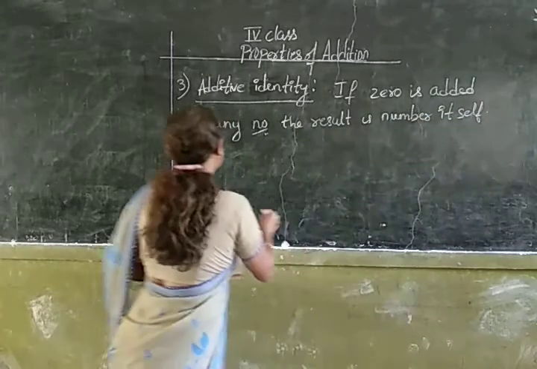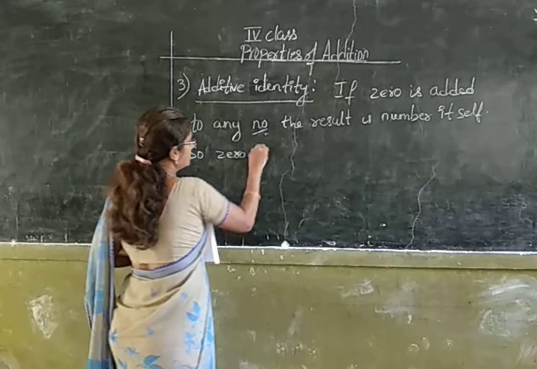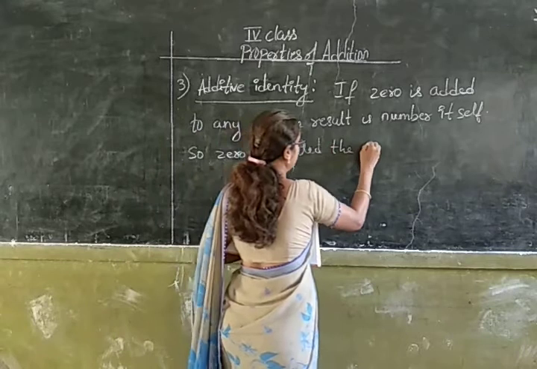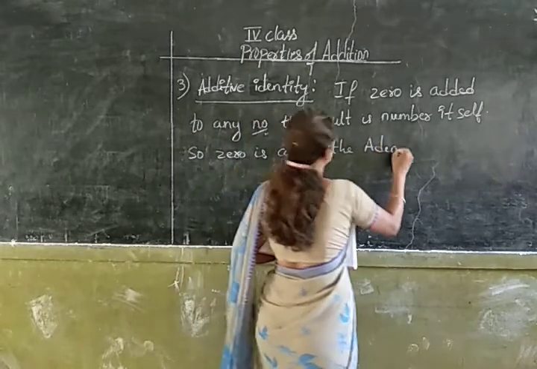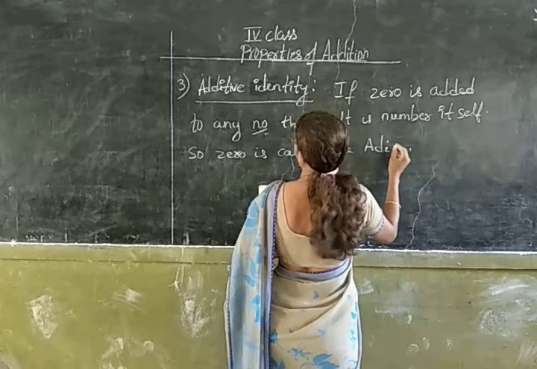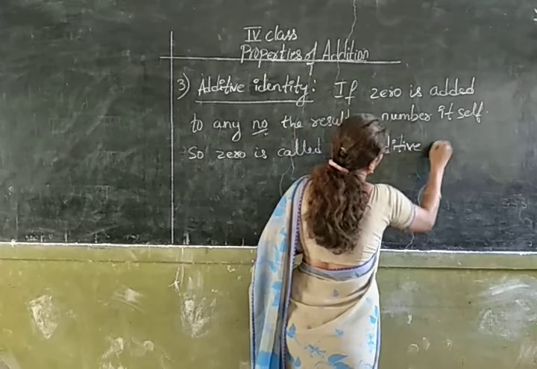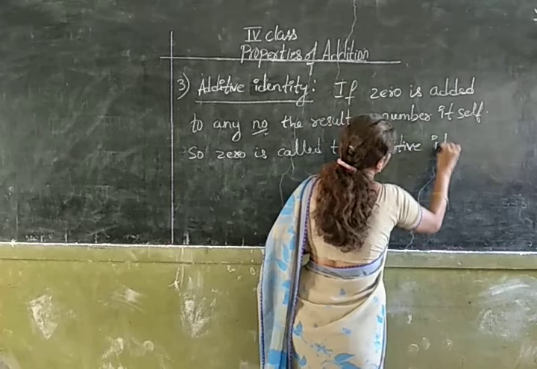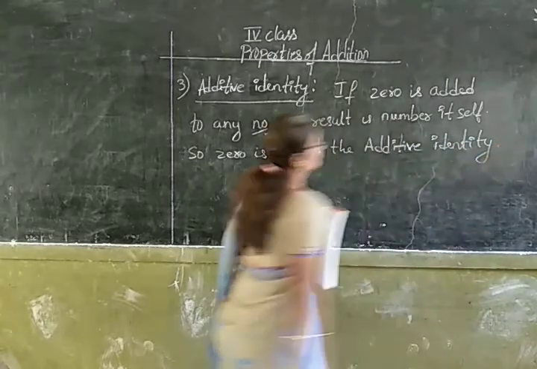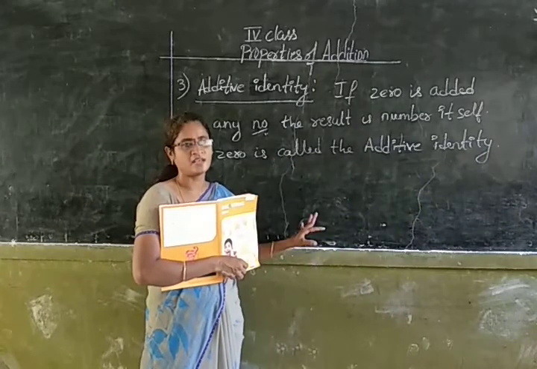So 0 is called the additive identity. For example, if you add 0 to any number, the result will always be the same number.